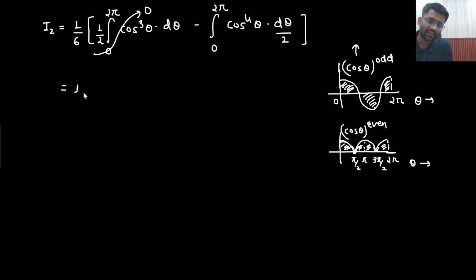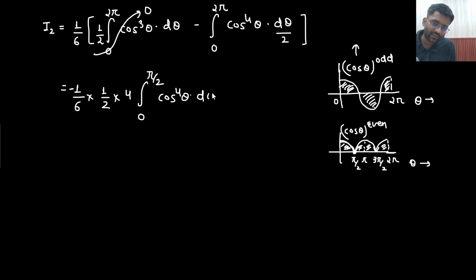And what will be the concern here? 1 by 6, 1 by 2 you can take outside, multiply with 4, the negative sign is already there, 0 to pi by 2. Why multiply with 4? Because this 2 pi I am breaking from 0 to pi by 2, so multiply with 4. 1 by 6 was already there, 1 by 2 already there, minus sign already there, cos to the power 4 theta d theta. Now I just need to solve it.